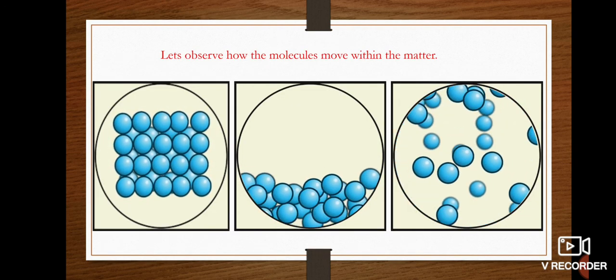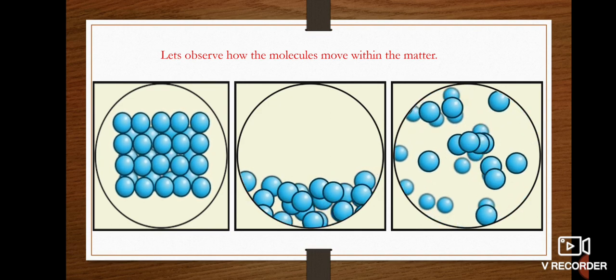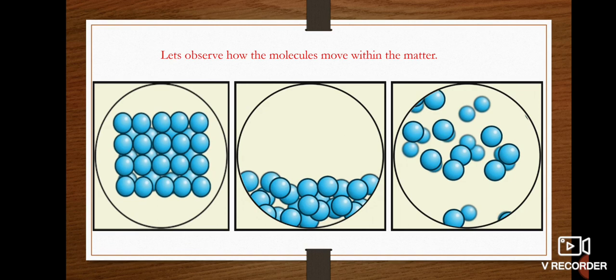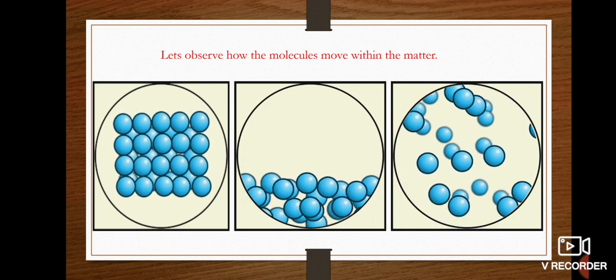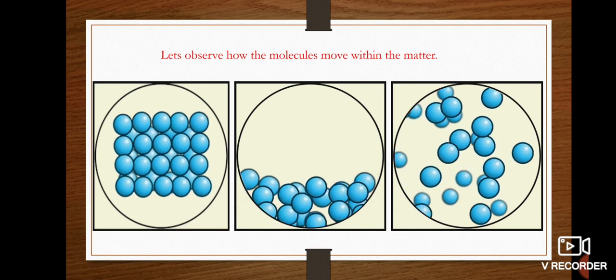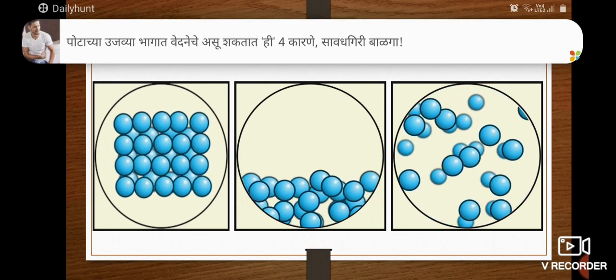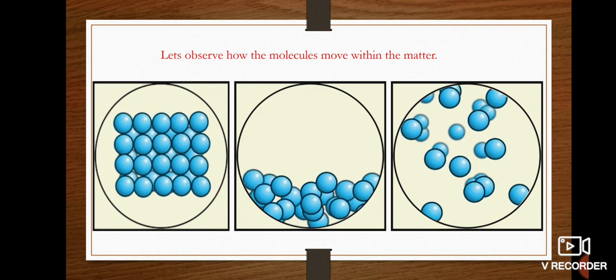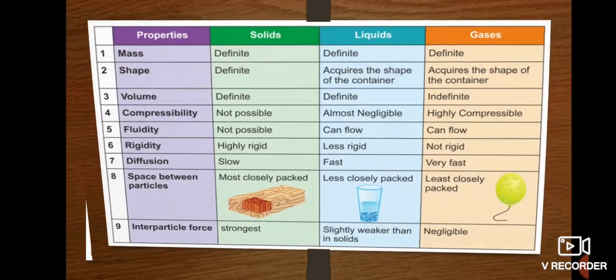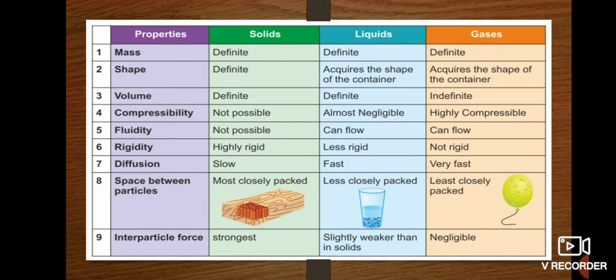Children, you can observe how the molecules move within the matter. This slide clearly shows that molecules in the gases are free to move and they occupy the space available in the container, while the molecules of the solids just move at their place. This is the comparative study among solids, liquids, and gases based on properties like mass, shape, volume, compressibility, fluidity, rigidity, diffusion of the particles, space between the particles, and interparticle force.